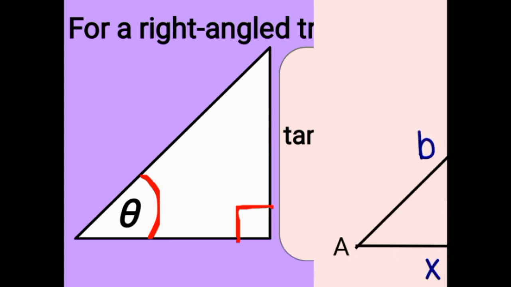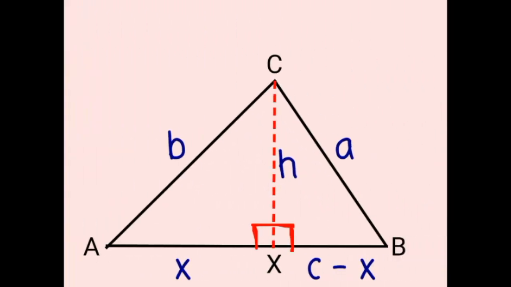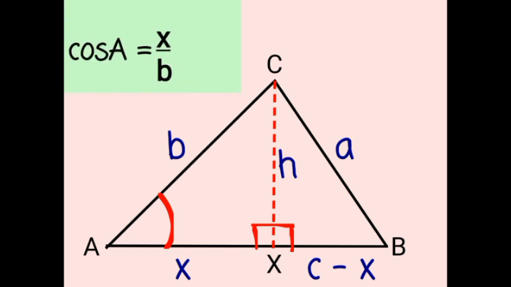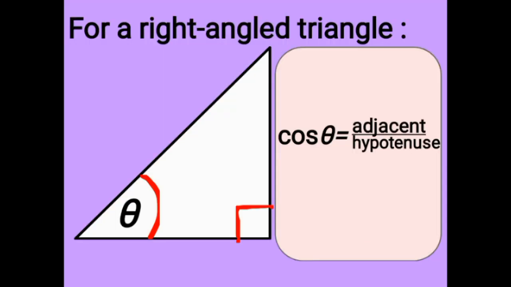Now if we look back at the triangle ABC, in the right angle triangle CAX, we can use the cosine ratio to find the angle A. So cos A equals x over b, as cos theta equals adjacent over hypotenuse. Now rearranging this gives us x equals b cos A. Label this as the fourth equation.